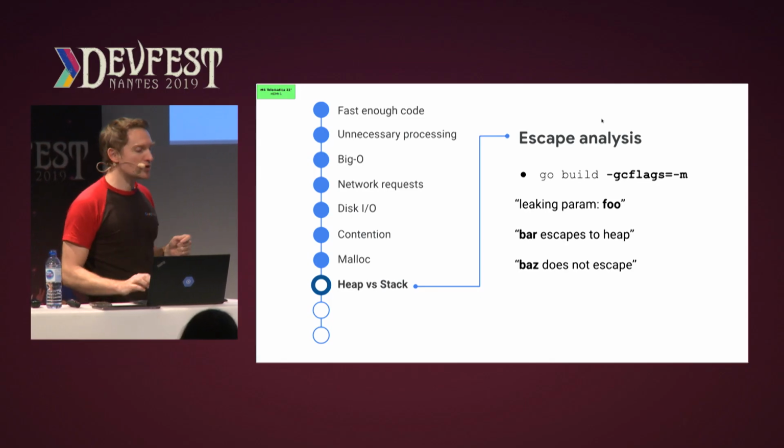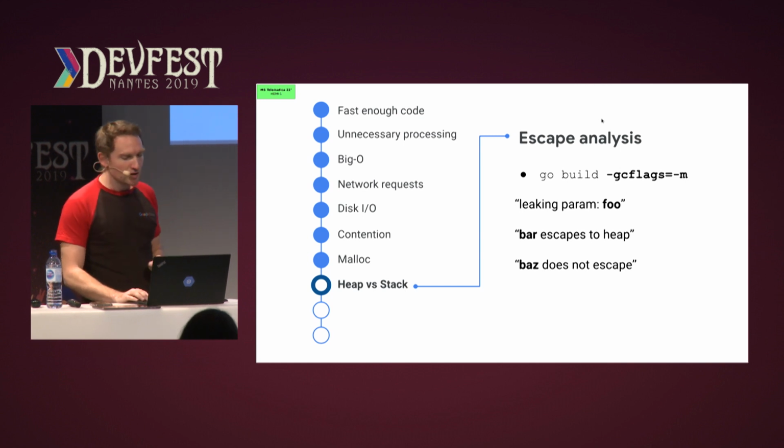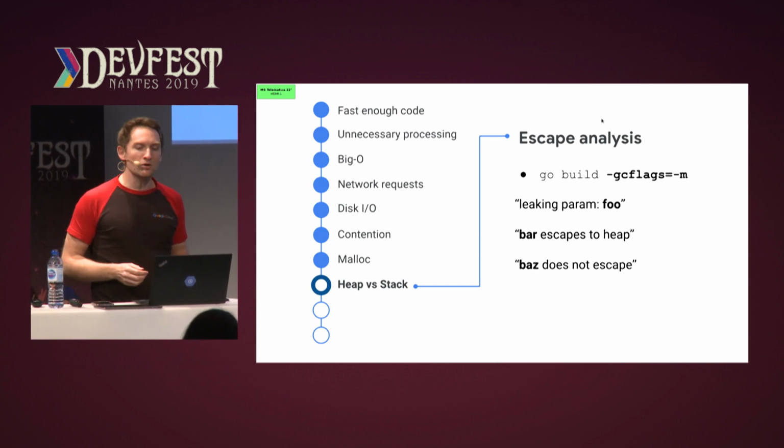Use this extra GC flag to determine which local variables escape or not. You may then try to adapt the function scope to leak less references.